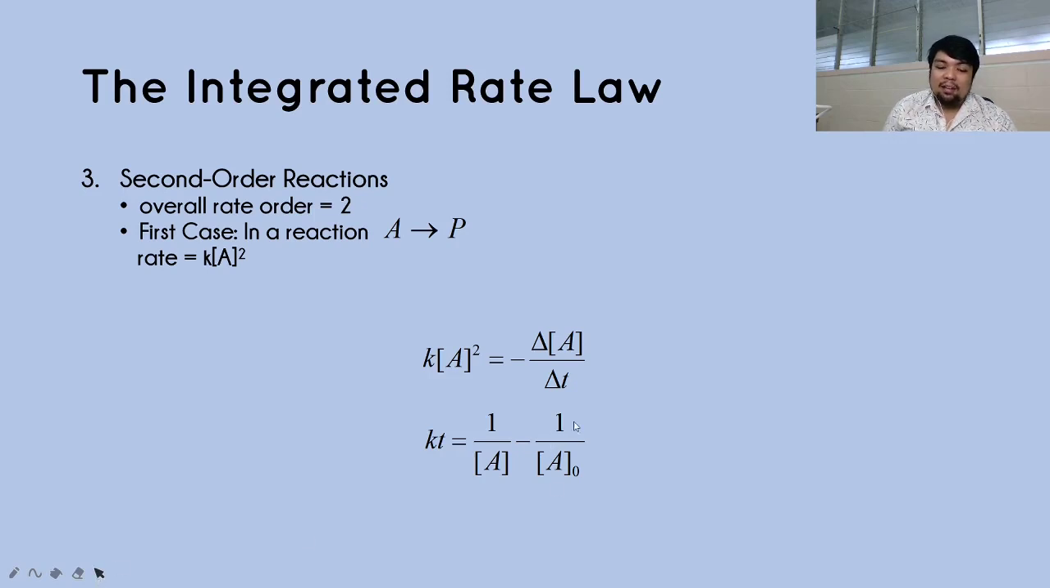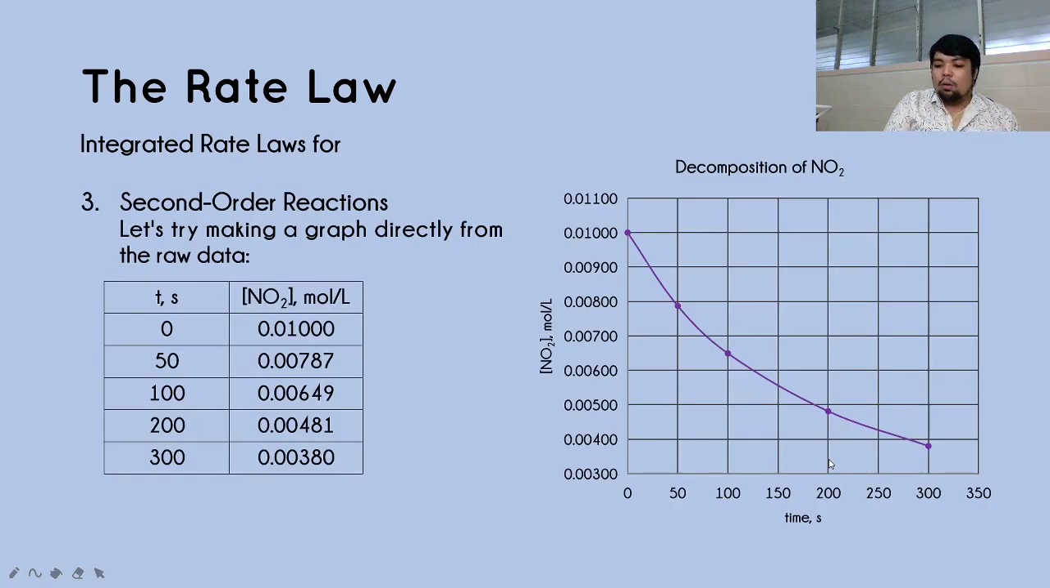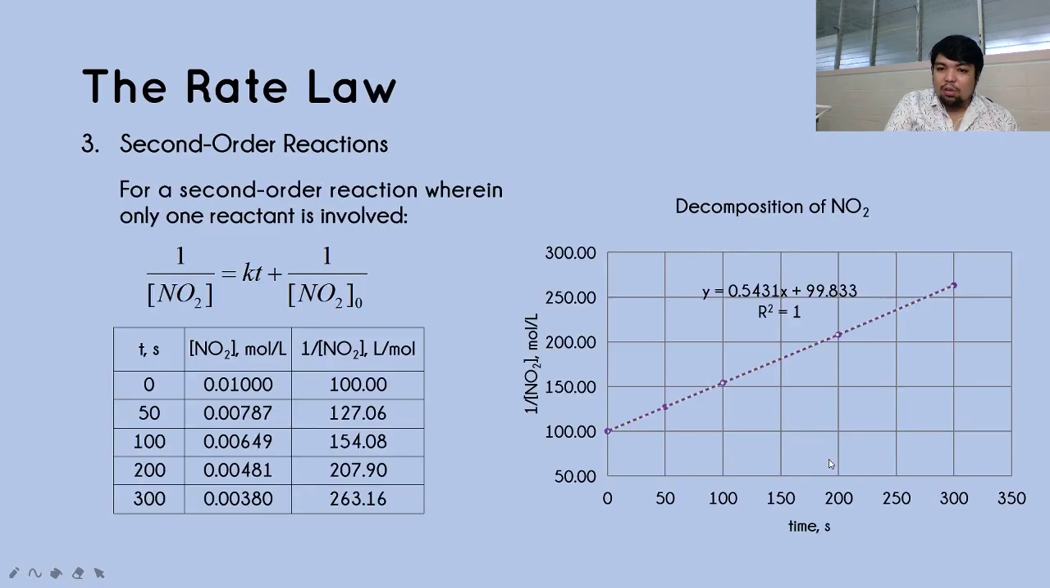This is much simpler than the integrated first order law. Later, we'll see what the equation of the line will be. Now, let's consider this second order decomposition of nitrogen dioxide. So let's again plot a graph. To emphasize, we tried plotting it as if it is a first order, a zero order, and a second order. If you can see, the lines are not linear. You can get the r squared. It will still show you the same value.